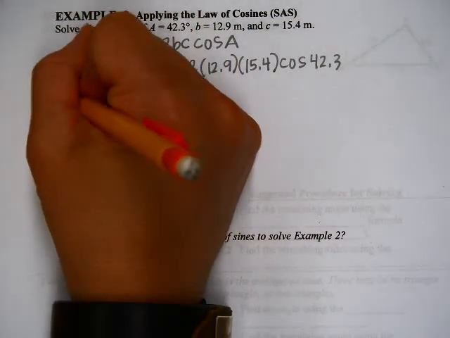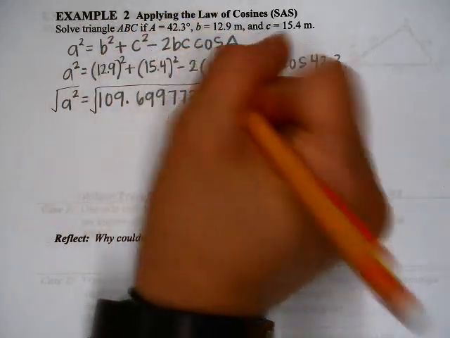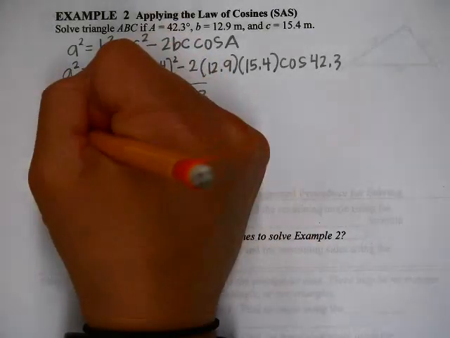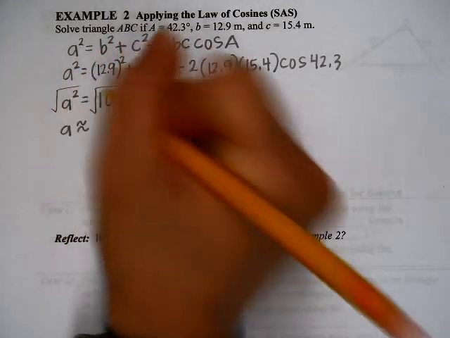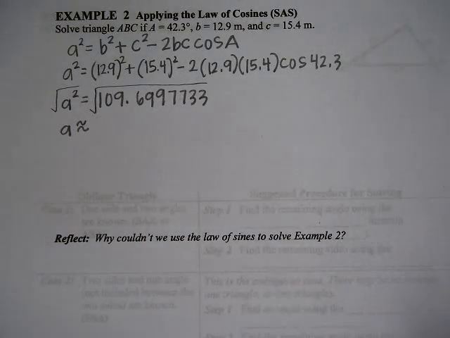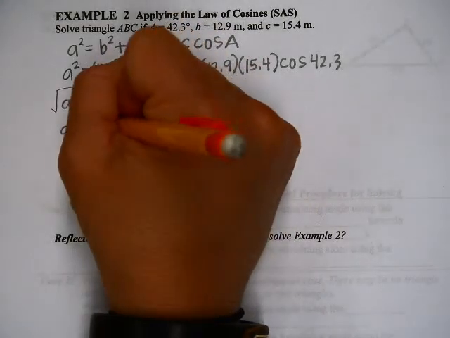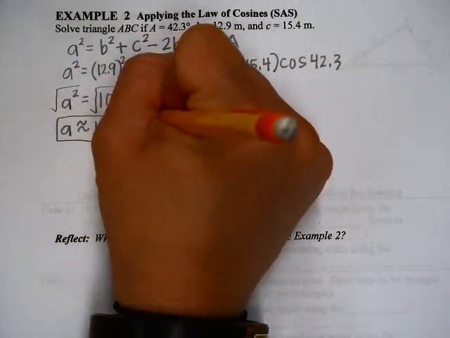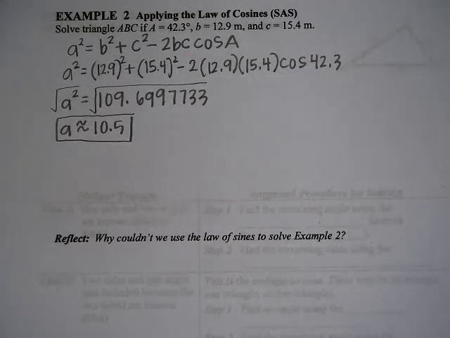Then what do we do? Take the square root of that. Again, you can do second square root, second answer. We're rounding to how many digits? 3. So if you do that, we're getting 10.5. Right?